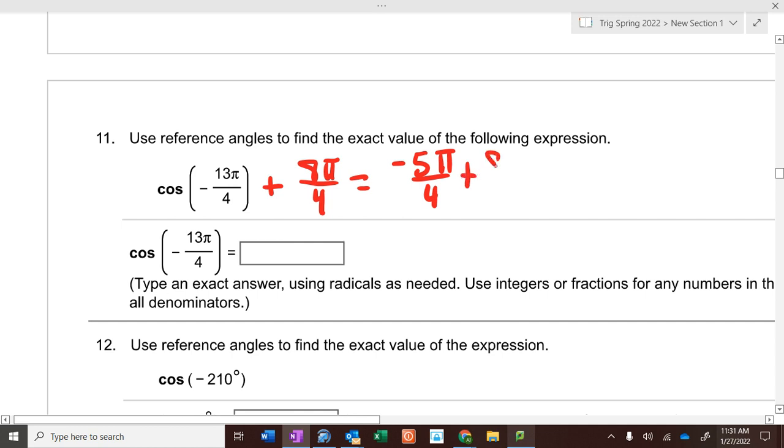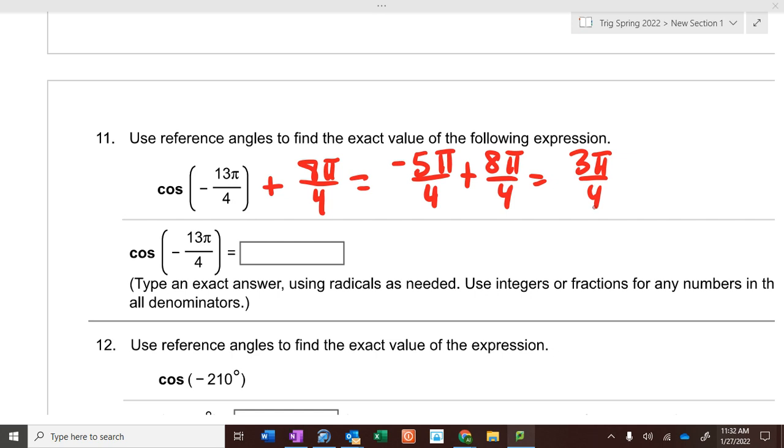Well, we add another 8 pi over 4, so I'm working with positive numbers. If we add another 8 pi over 4, then I get 3 pi over 4. So what quadrant is that in? Second quadrant. 3 pi over 4 is in the second quadrant. How far is it away from the horizontal line? 45 degrees, or pi over 4 radians.